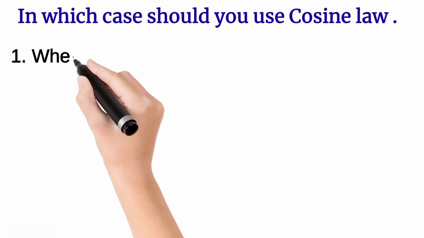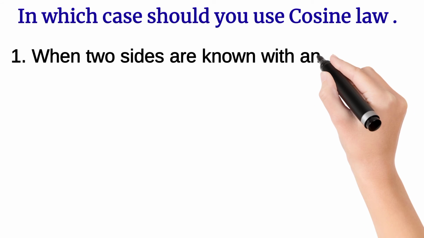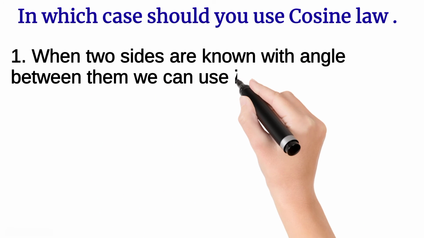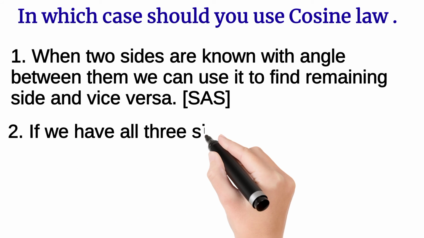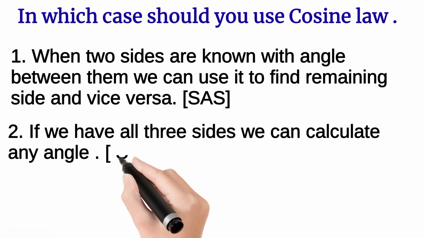In which case should you use cosine law? One: when two sides are known with the angle between them, we can use it to find the remaining side and vice versa. Side angle side case. Two: if we have all three sides we can calculate any angle. Side side side case.